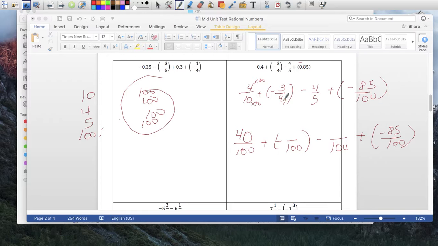40 times 25 times 25, which is 75, times 20 times 20, which is 80. And the last one stays. So these two, positive plus a negative, the negative is going to win. There's more, so you're going to get negative 35 over 100 minus 80 over 100, right?